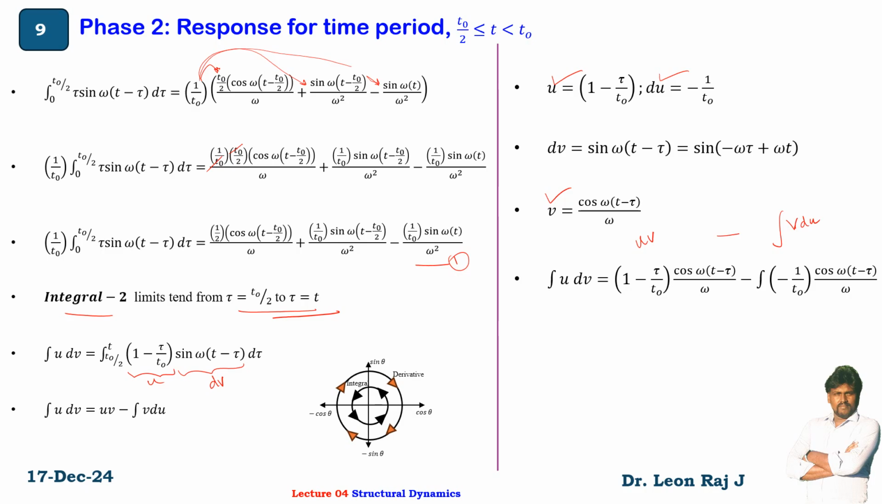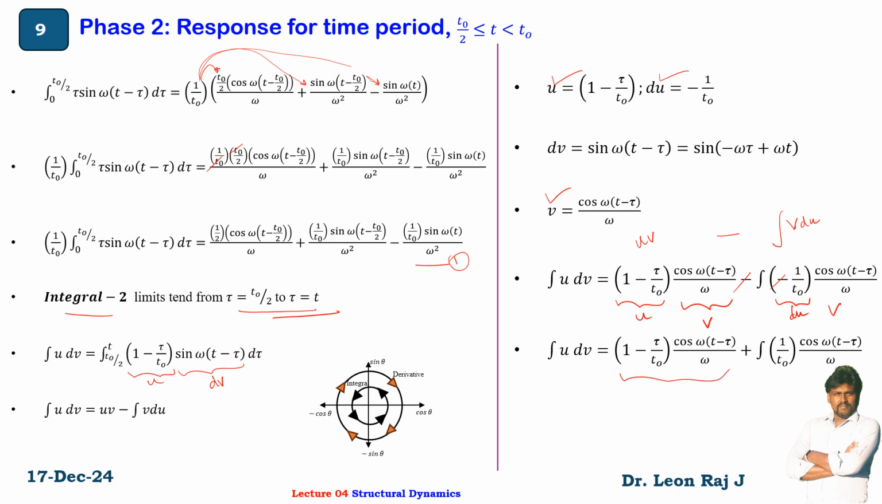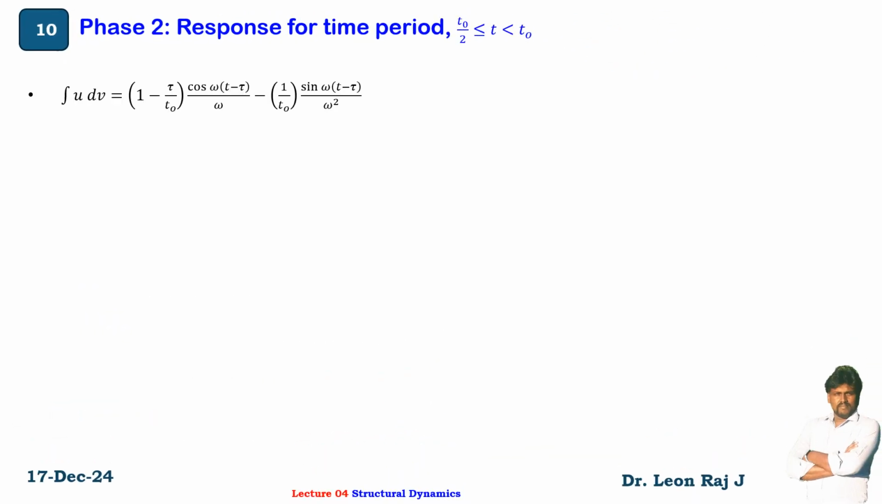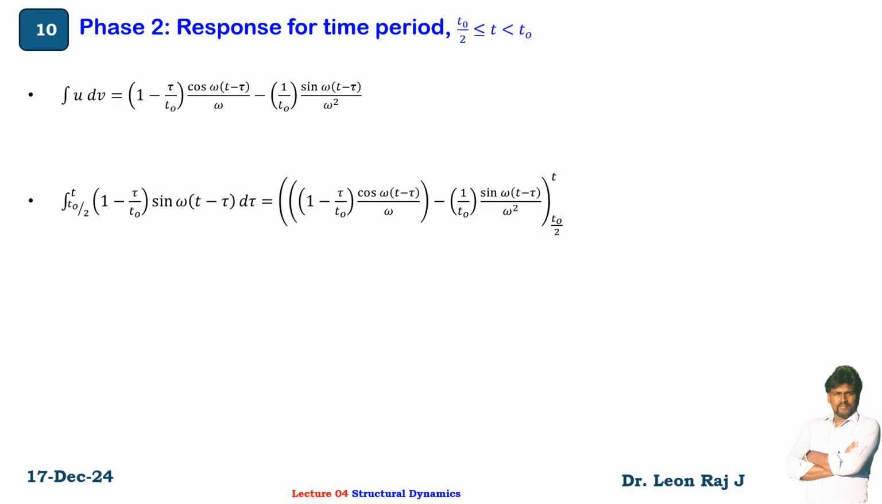So u into v: v is this term and this is your u term, and the integral of v into du, where v is this term and your du is this term. Now you have to differentiate this whole term one time with respect to tau. 1 by t0 is a constant, so this minus and this minus get plus, and the integral of cos(omega t minus tau) divided by omega. The remaining term uv remains the same, there is no change. So u dv equals 1 minus tau divided by t0 times cos(omega t minus tau) divided by omega, minus 1 by t0 sin(omega t minus tau) divided by omega square.